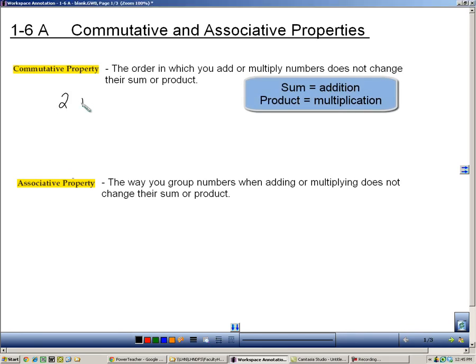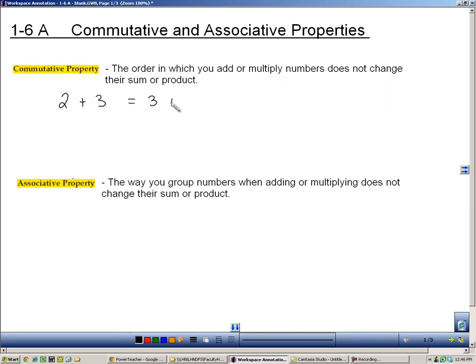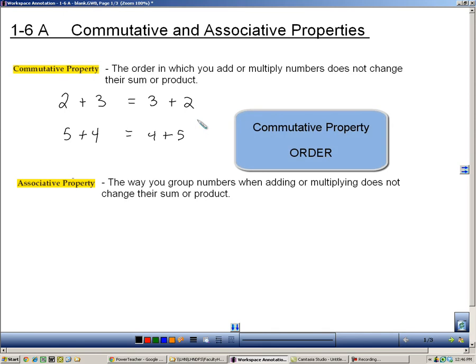Quite simply, that just means if I add 2 plus 3, that's the same as adding 3 plus 2. That's all it's saying. I can do 5 plus 4, or I can do 4 plus 5, and I'm going to get a 9 either way. That's the commutative property. The important part here is the commutative property is all about the order in which you add numbers, or you could multiply.